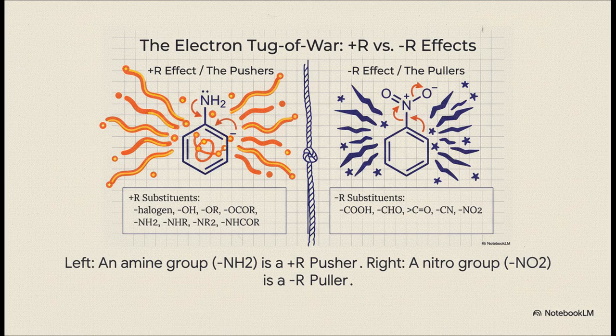On the left, you've got an amine group. That nitrogen has a lone pair of electrons it's more than happy to share, so it pushes electron density into the ring. It's a classic plus R pusher. On the right, you've got a nitro group. It's full of electronegative atoms, and it powerfully pulls electron density out of the ring towards itself. It's a strong minus R puller. And these effects completely change the reactivity of the molecule.